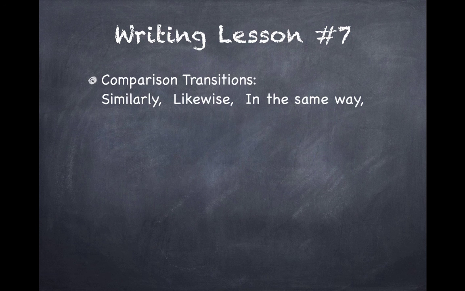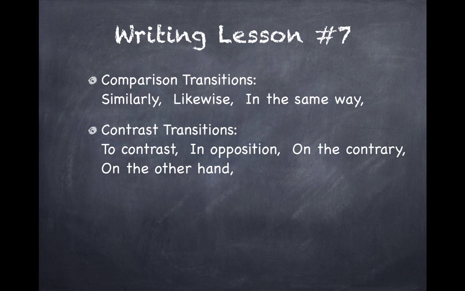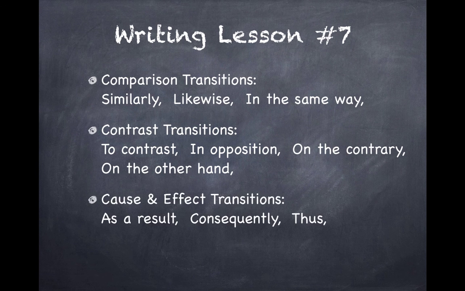If you want to make a comparison, you can say words like similarly, likewise, or in the same way. Contrast, to show a difference, would be to contrast, in opposition, on the contrary, on the other hand. And cause and effect transitions could be as a result, consequently, thus. So as you're writing your support sentences, you want to make sure that they flow by adding in these transitions at the beginning.